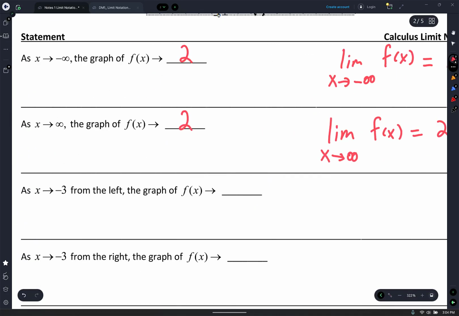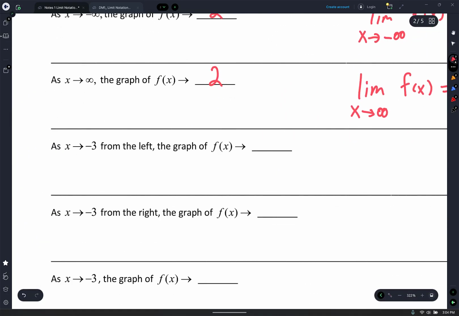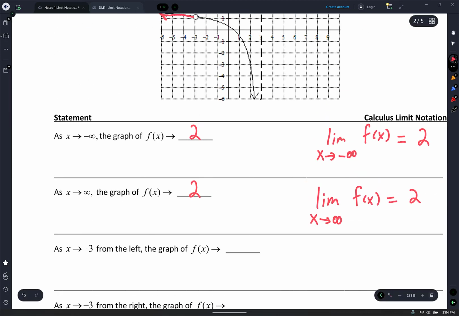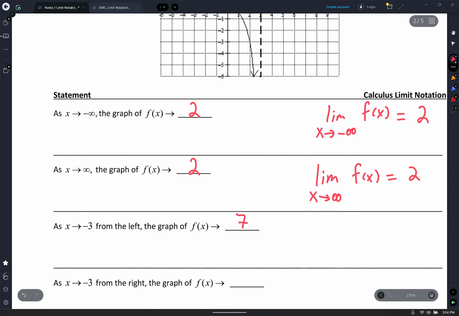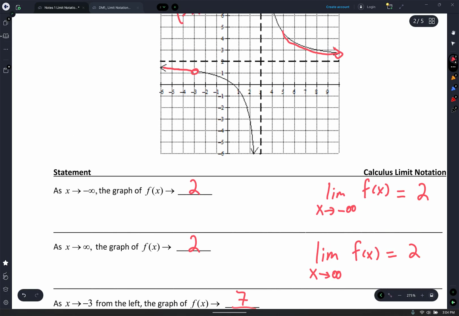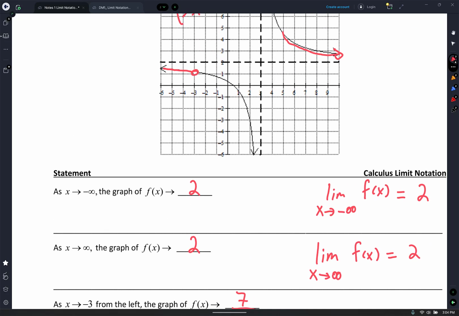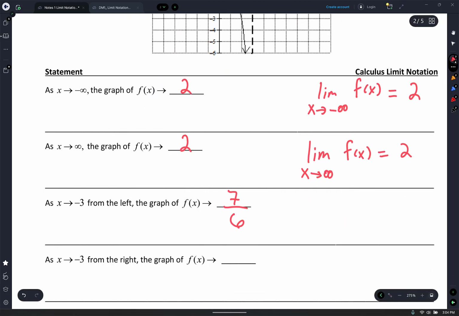Nothing crazy? All right. As x approaches negative 3 from the left, the graph of f of x approaches, okay, so let's go to the graph. So I'm approaching negative 3, and you have to approach the curve, right? So you got to write the curve here. So if I approach negative 3 from the left, what y value am I approaching? What's this y value here? Yeah, 7/6. Say it loud and proud. 7/6. If I approach negative 3 from the left, I'm approaching that 7/6, because that's where I have my hole. Does that make sense?